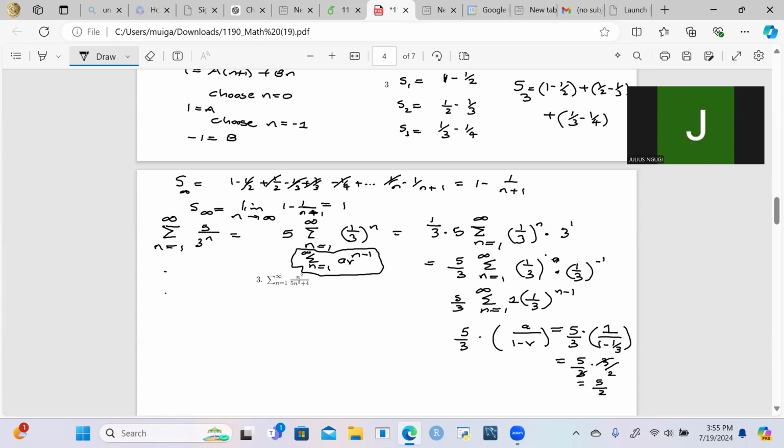And then we add to the 1 which we had gotten before for the telescoping sum, this one. 1 plus 5/2. That should be the answer. So 3.5.